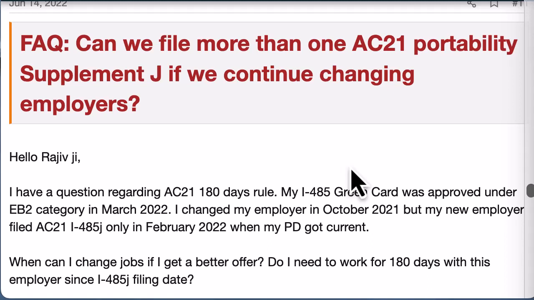I worked there for 6-7 months. Then I got a much better offer from a fintech company on Wall Street. I moved over to the Wall Street company. Again, I can file a supplement J. So I can keep moving from job to job if they are same or similar.